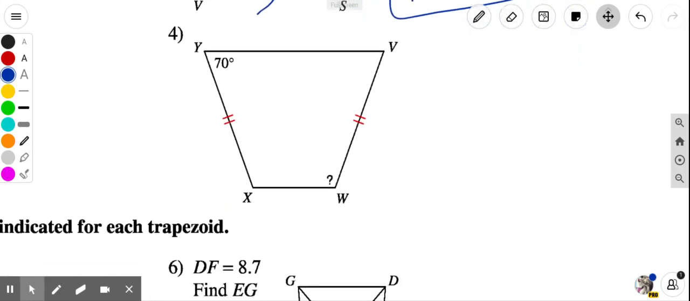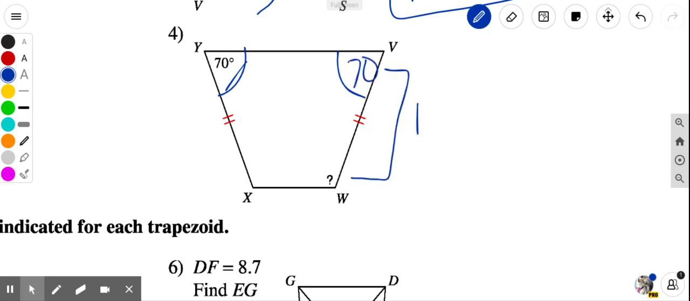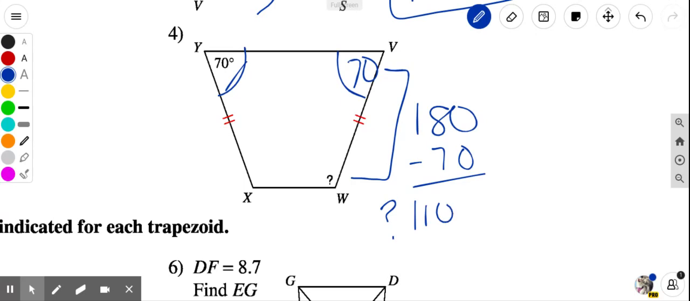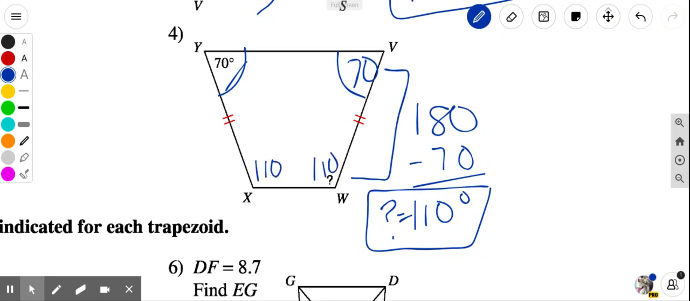Now, number 4, they gave you one that is isosceles. So remember, when it's isosceles, that means that the base angles are the same. So if this one is 70, this one is 70. Then again, these are consecutive, so they add to 180. So 180 minus 70 would mean that the question mark is 110. Okay, so this also too, like if this one's 110, so is this one. Okay, so that's number 4.